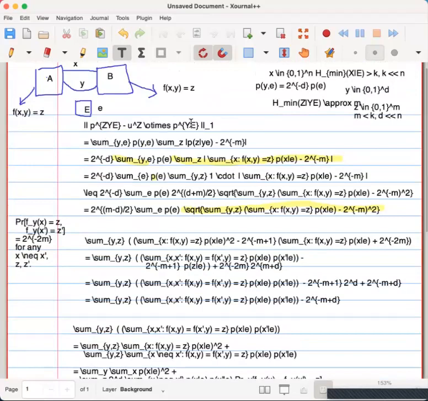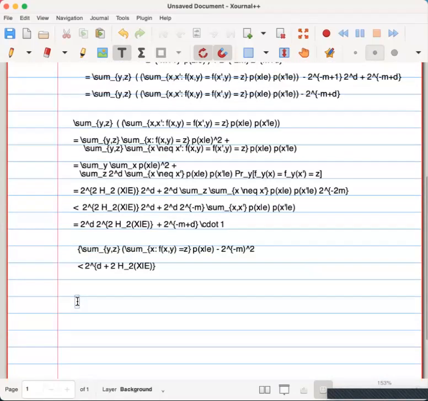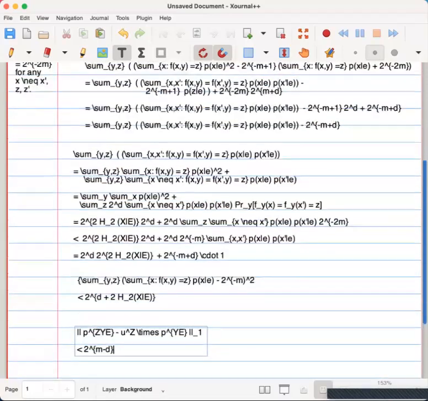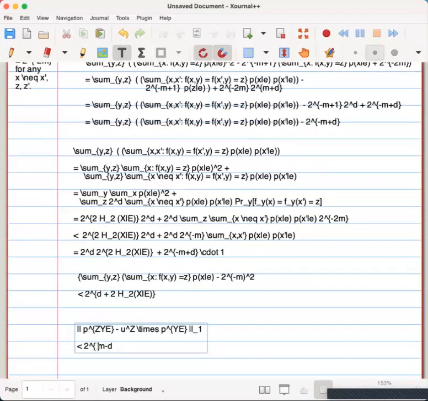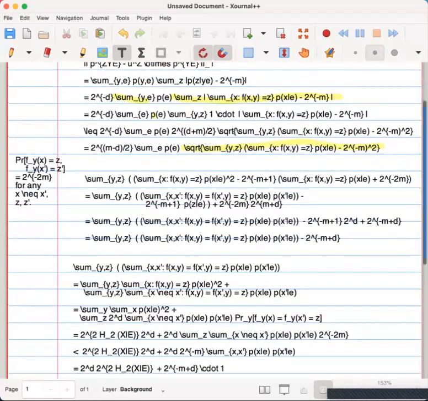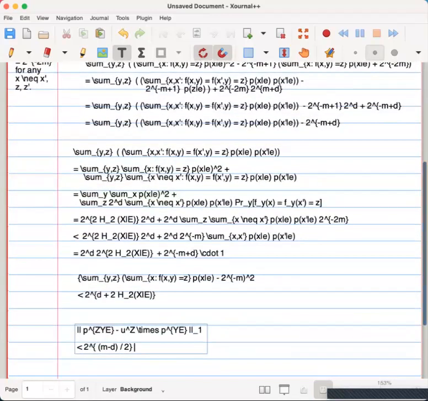And this was an upper bound on the L1 distance. So what have I proved by putting all this together? The L1 distance, probability of ZYE minus uniform on Z times YE, is less than 2 to the power m minus d by 2. And remember there was a sum over E, P of E out here, but that does not affect anything because this will just add up to 1.